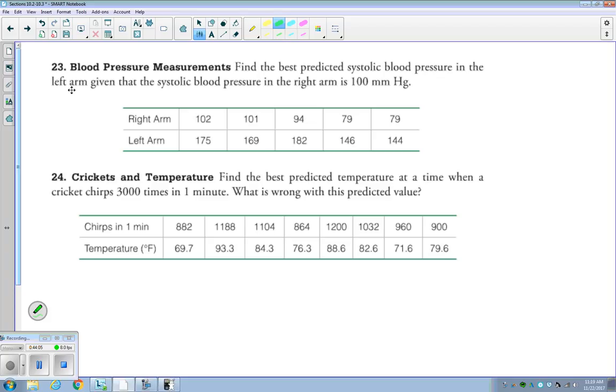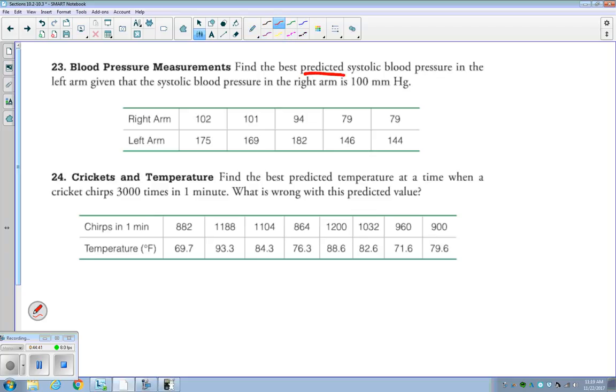Here's the key, though: you have to read it carefully. Find the best predicted systolic blood pressure in the left arm. What am I predicting? I'm predicting the left arm, given the right arm. Okay? So because I'm predicting the left arm, it has to be my L2 or Y. So that's key.